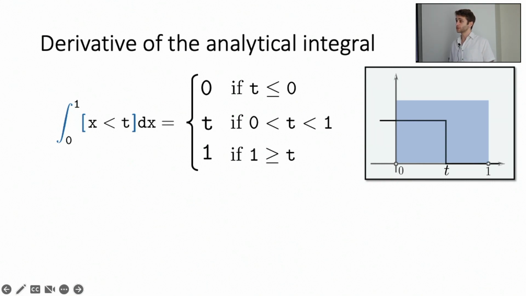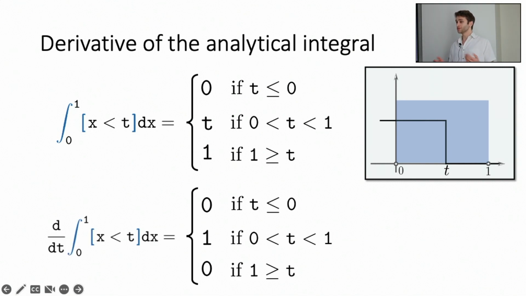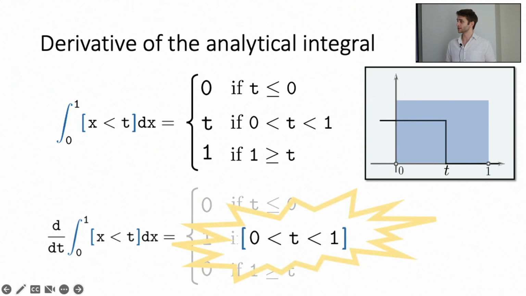Computing the derivative with respect to t is quite easy. We just compute the derivative with respect to each part of this piecewise function. So the derivative of 0 is 0, t is 1, and 1 is 0. We may more compactly express this with our bracket notation.